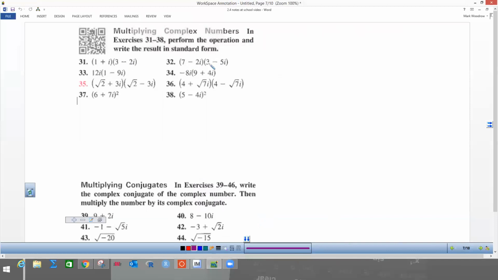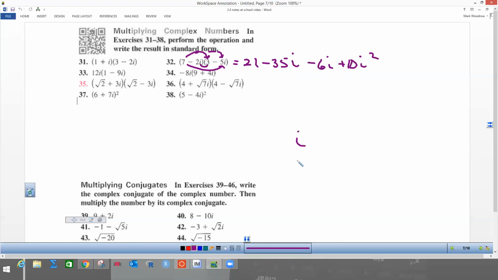So over here it says multiplying complex numbers. You're going to do these just like you did in the old days. You're going to do FOIL. You take 7 times 3, and that's going to equal 21. Then 7 times negative 5i is negative 35i. Then negative 2i times 3 is negative 6i. And then negative 2i times negative 5i is positive 10i squared.